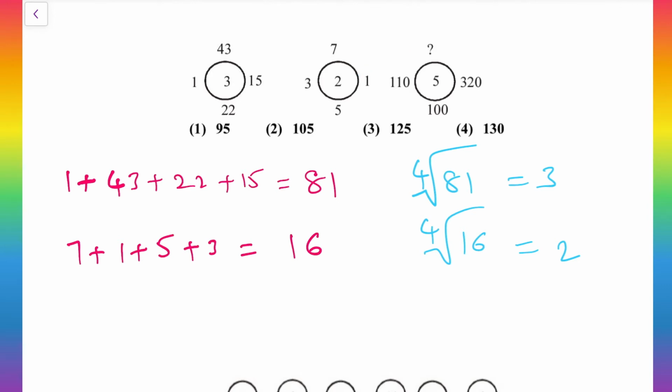Now add all the outside numbers. Here one outside number is not given, so we will take it as x. x plus 110 plus 100 plus 320. If we add all these, 110 plus 100 is nothing but 210. 210 plus 320 is 530. 530 plus x.